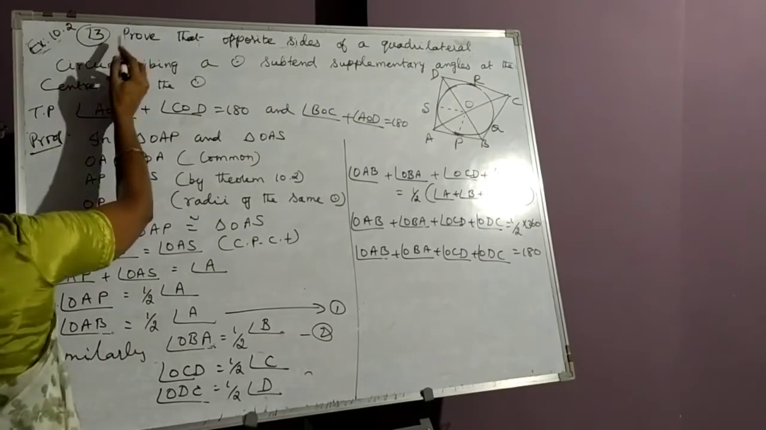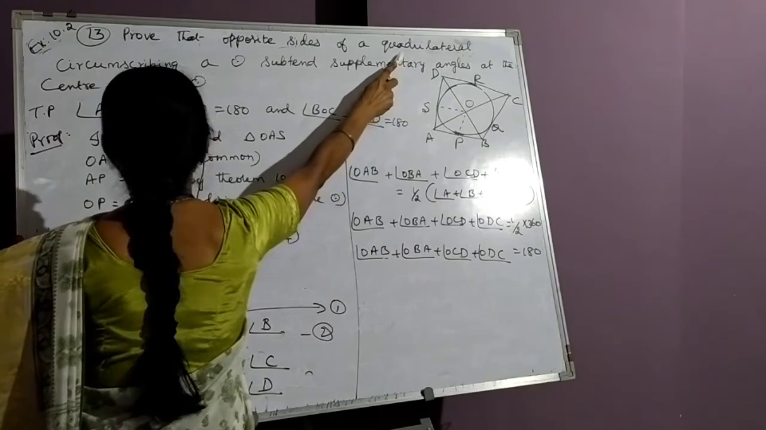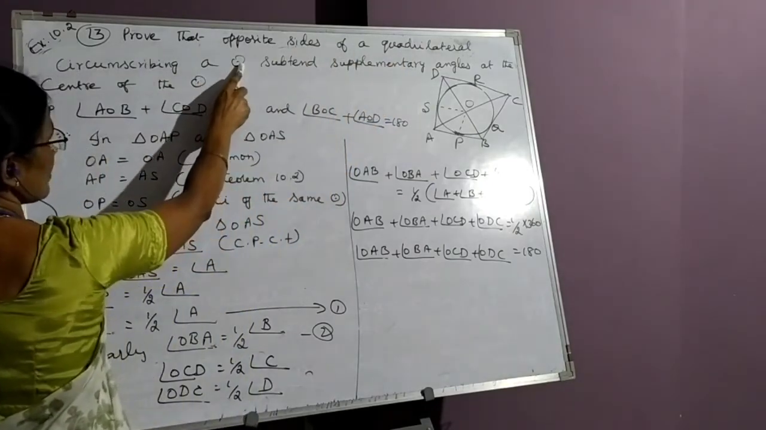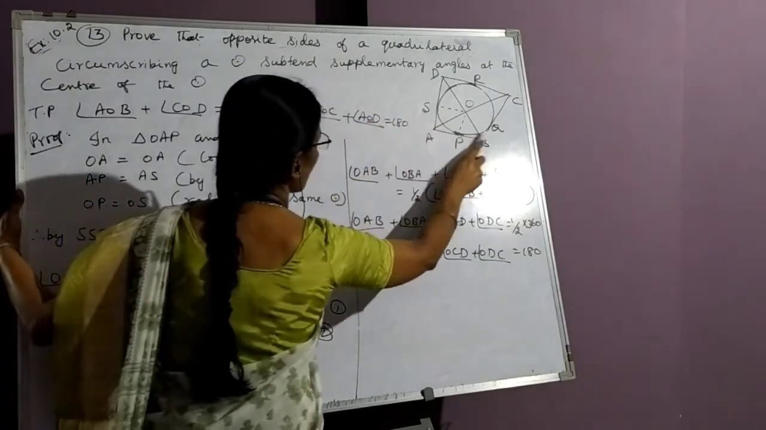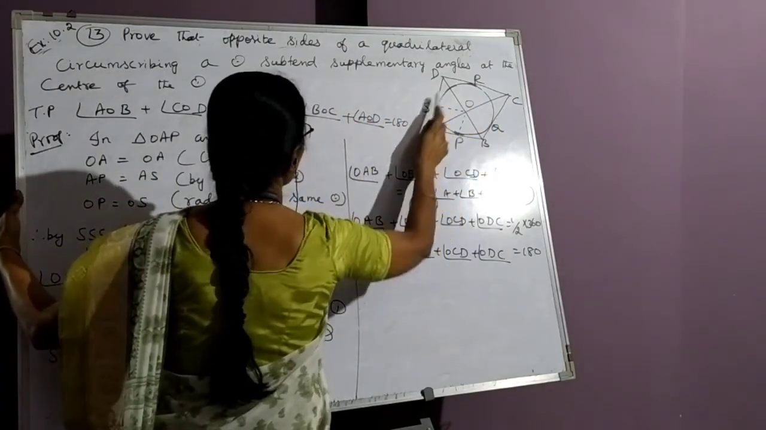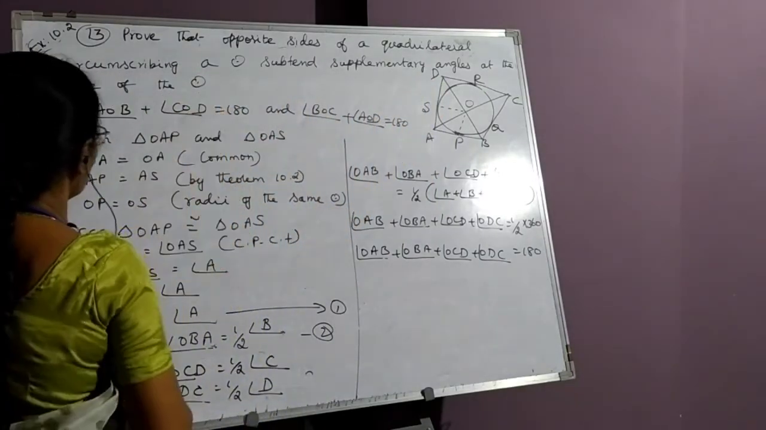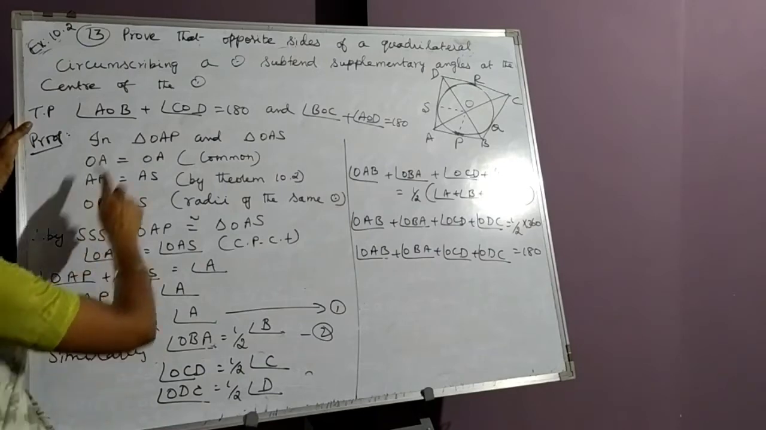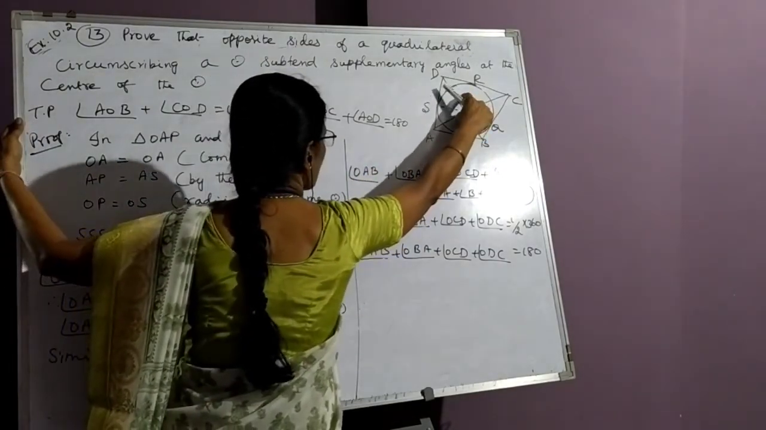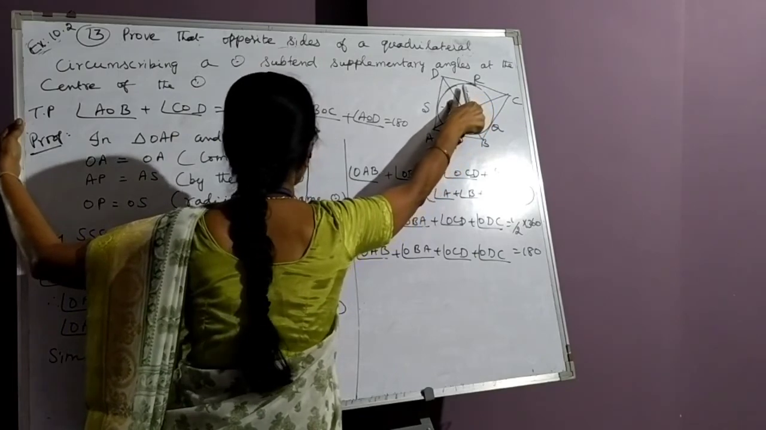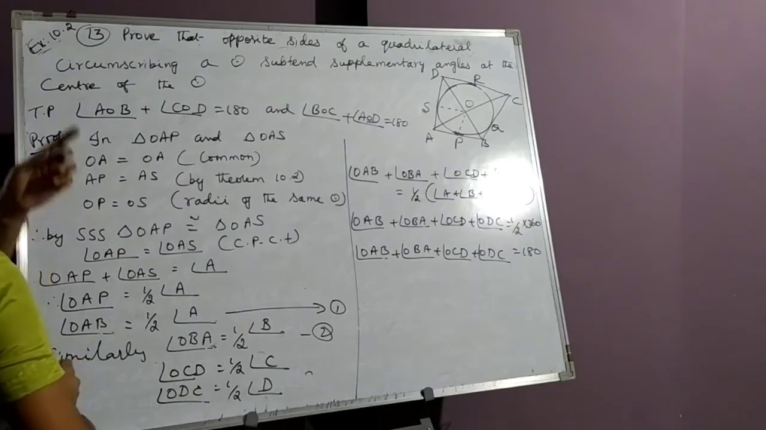Exercise 10.2, 13th question. Prove that opposite sides of a quadrilateral circumscribing a circle subtend supplementary angles at the center of the circle. So the quadrilateral is outside the circle, it is circumscribing, touching the circle at the points P, Q, R and S. We are asked to prove angle AOB plus COD, opposite angles, are supplementary at the point O. So the figure is drawn here as per the question.